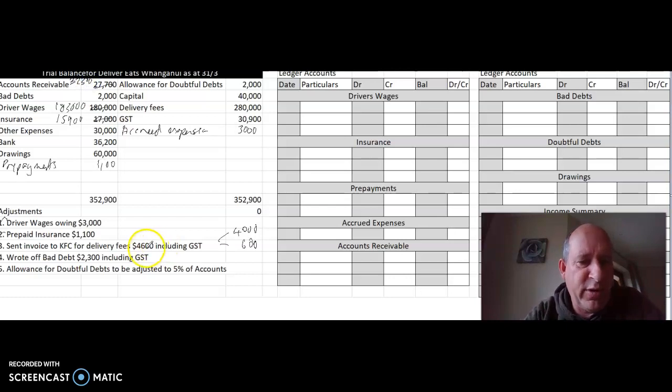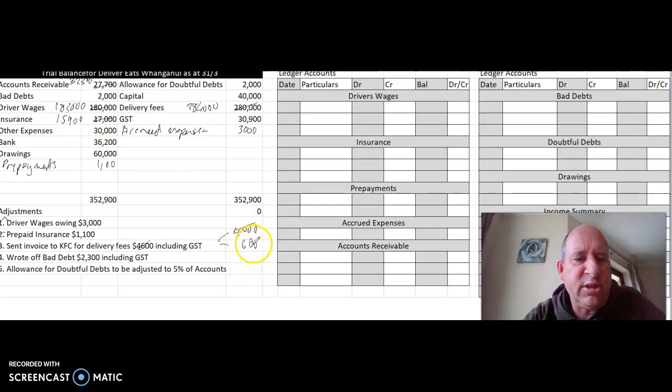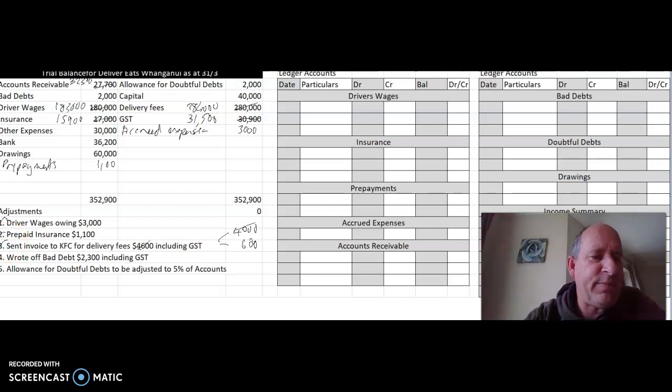So we've done that 4,600. Then do the 4,000. What was the 4,000 for? Good, so add it to delivery fees. And the 600, that's GST. We're collecting it on behalf of the government, so we're going to have to add that on. Good, add that to yours, and the second one's done. Remember to press pause if you need to replay or catch up.